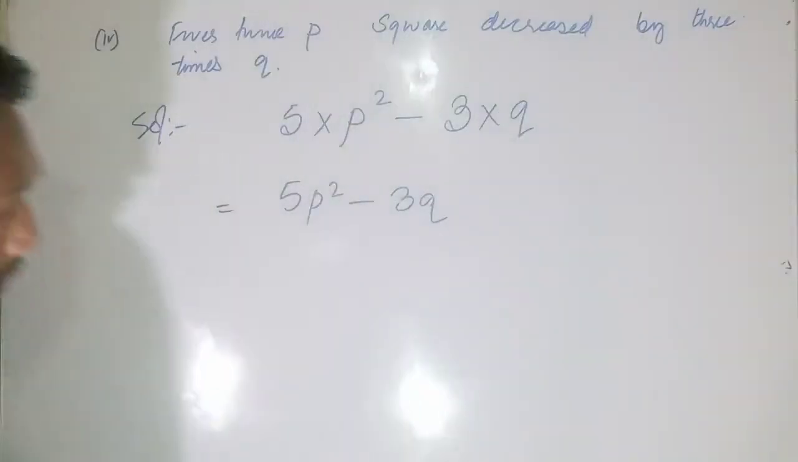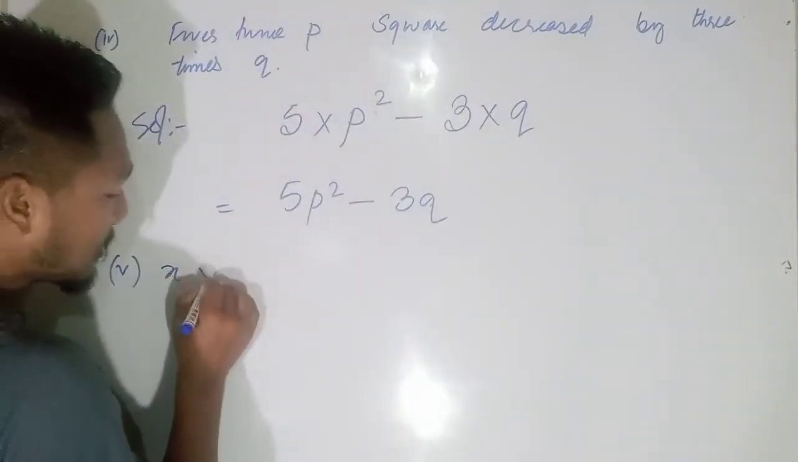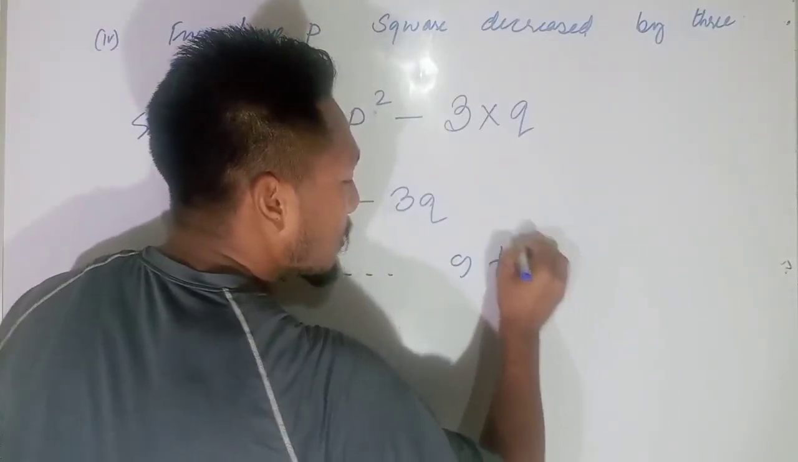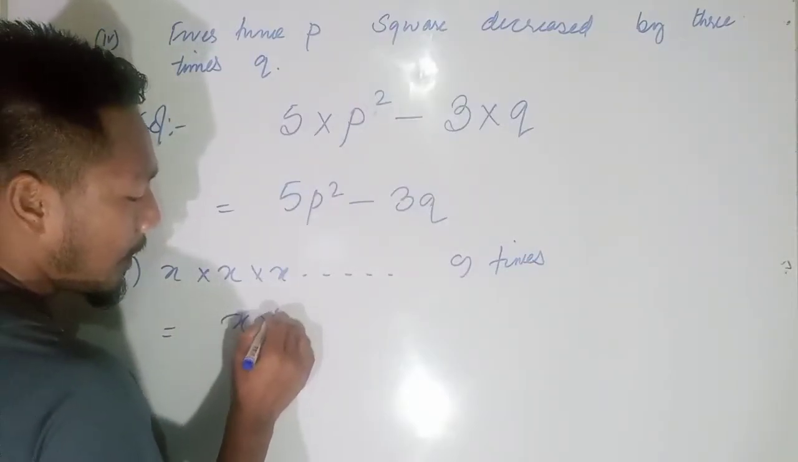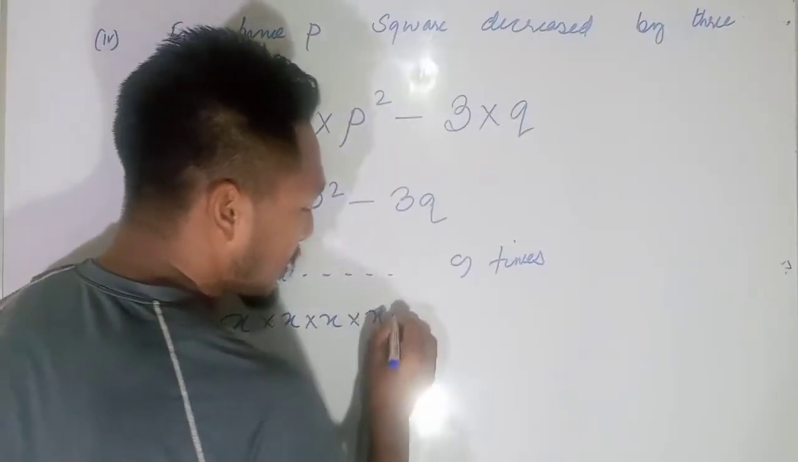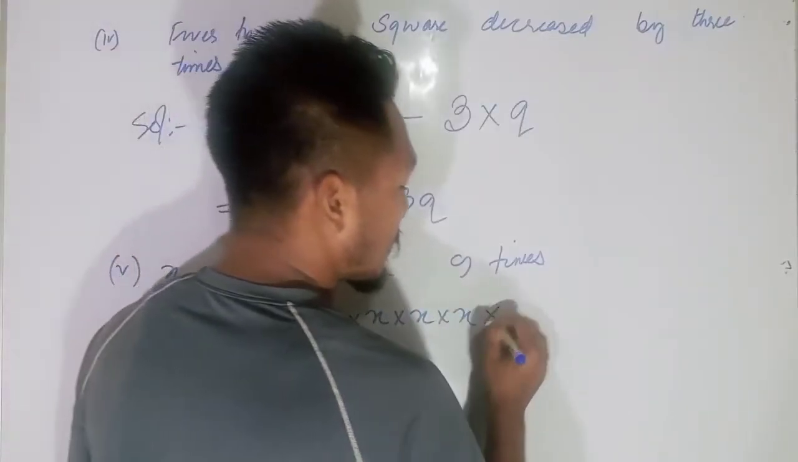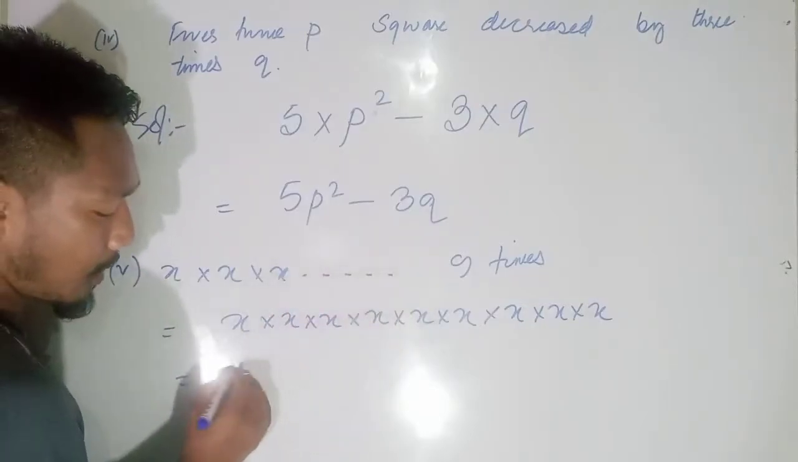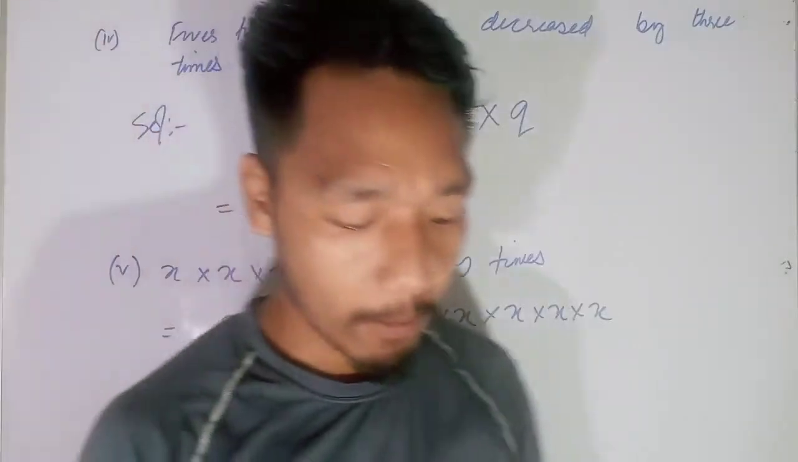Next, question number 5. What is it? x into x, nine times. So x nine times is what we call x to the power. x into x into x into x into x, 1 2 3 4 5 6 7 8 9. That means how many x do we have? 9. That means we can write this as x to the power 9.